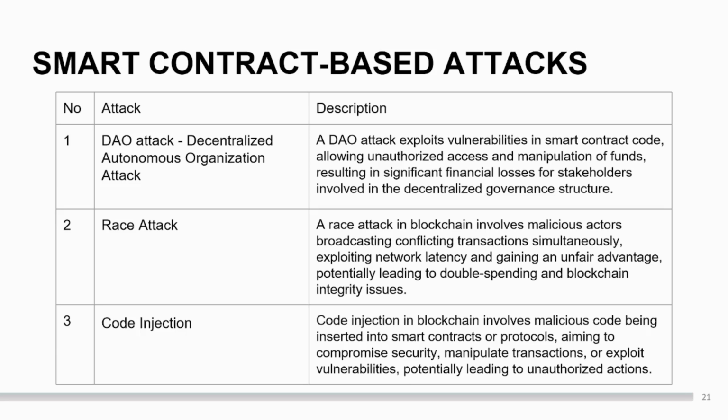Race attack in blockchain involves malicious actors broadcasting conflicting transactions simultaneously, exploiting network latency and gaining an unfair advantage, potentially leading to double spending and blockchain integrity issues. Code injection attack in blockchain involves malicious code being inserted into a smart contract or protocol, aiming to compromise security, manipulate transactions, or exploit vulnerabilities, potentially leading to unauthorized actions.